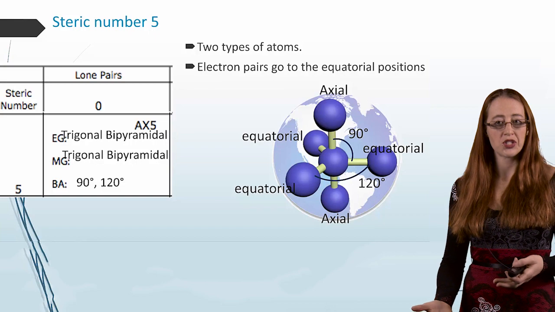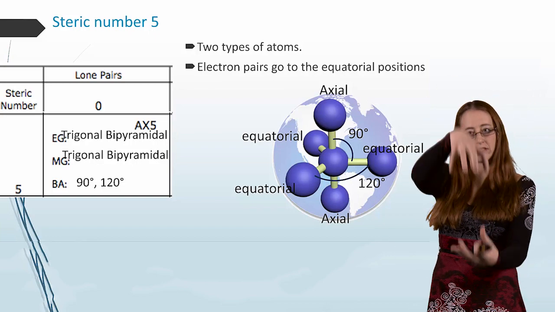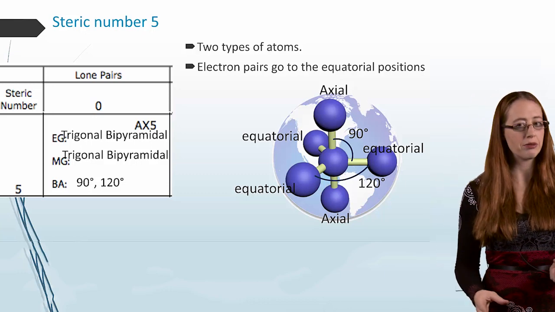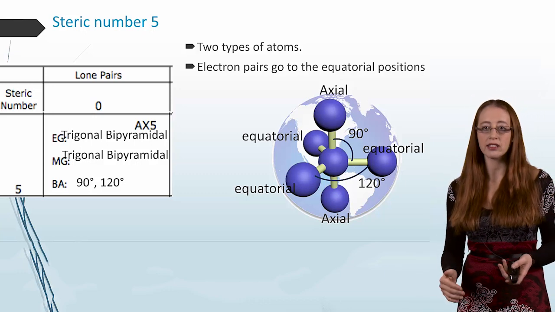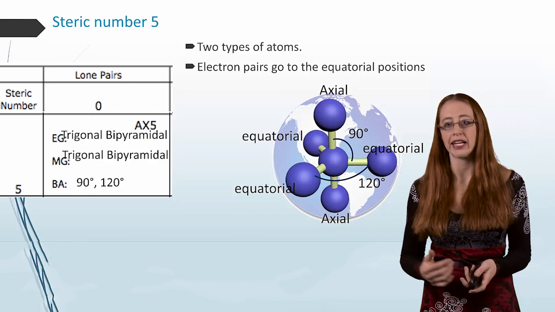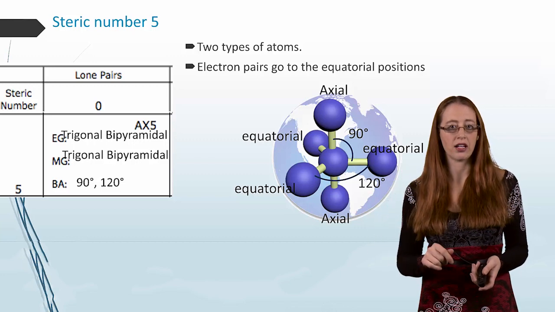Now, we called this trigonal bipyramidal because it's as if there's a pyramid here and a pyramid here, and they're stuck together at their base, which is a triangle. And we had two different bond angles. We had a 90-degree bond angle and we had a 120-degree bond angle. Our 120-degree bond angle was around our equatorial, and our 90-degree bond angle was along our axial.